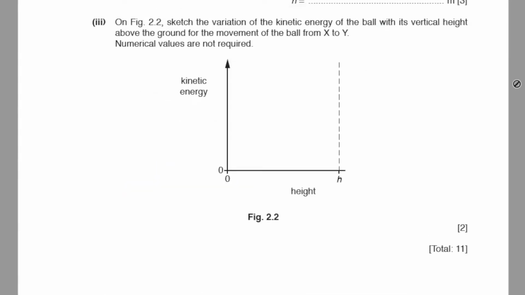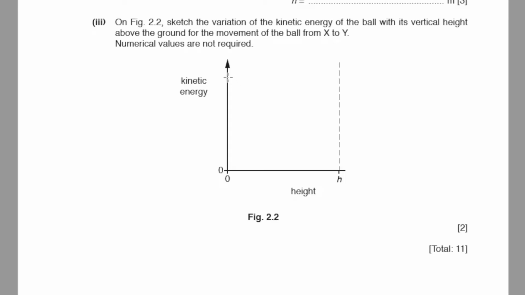Part 3. On figure 2.2, sketch the variation of the kinetic energy of the ball with its vertical height above the ground for the movement of the ball from X to Y. Numerical values are not required. So kinetic energy must decrease because gravitational potential energy is increasing along with increase in height. So at Y, its kinetic energy must be relatively lower than that at X.